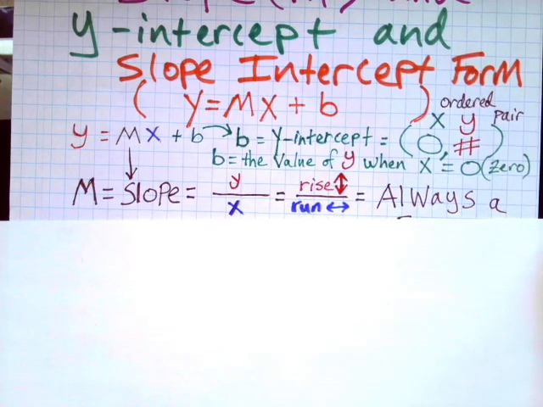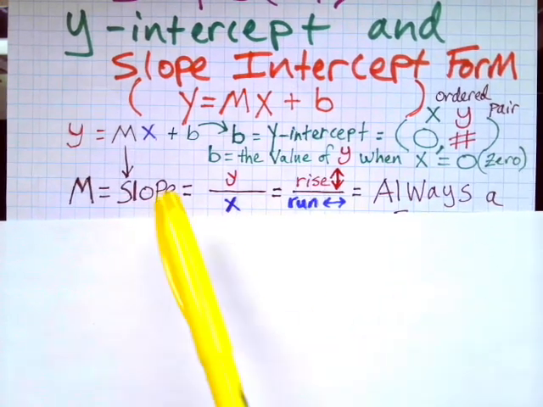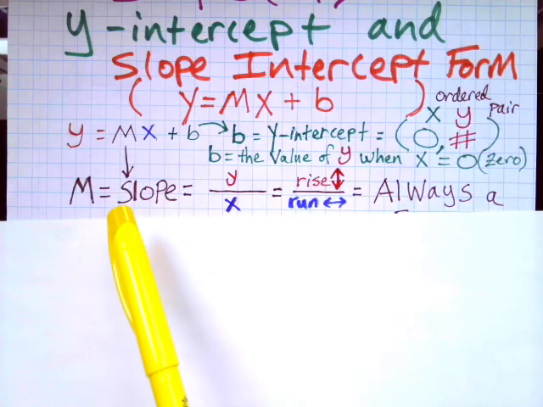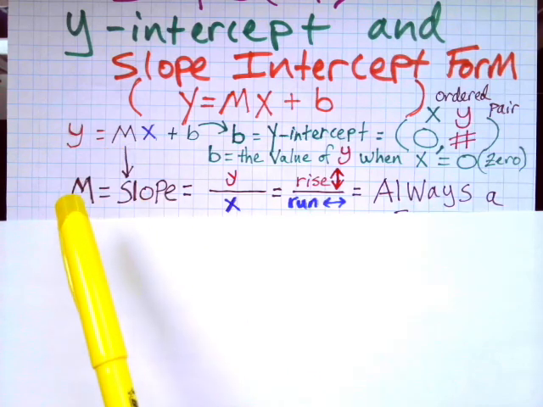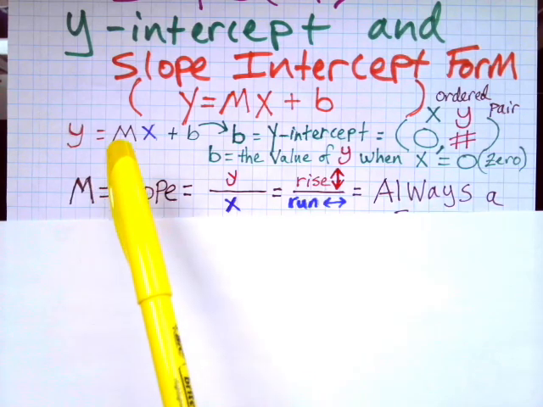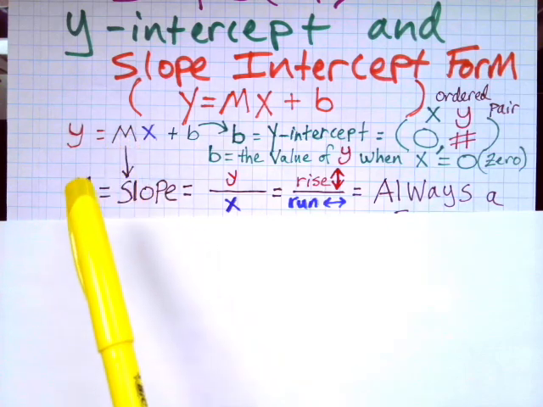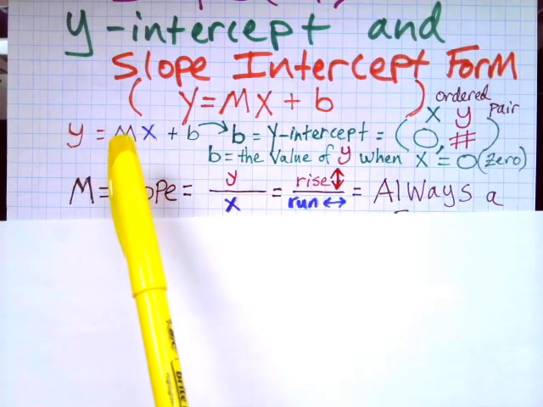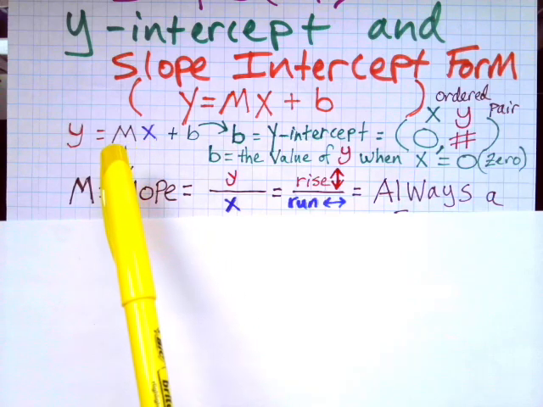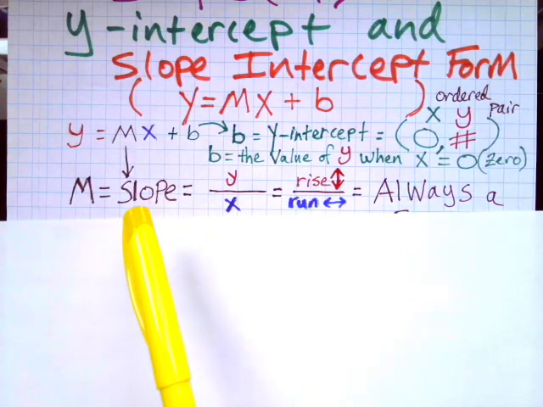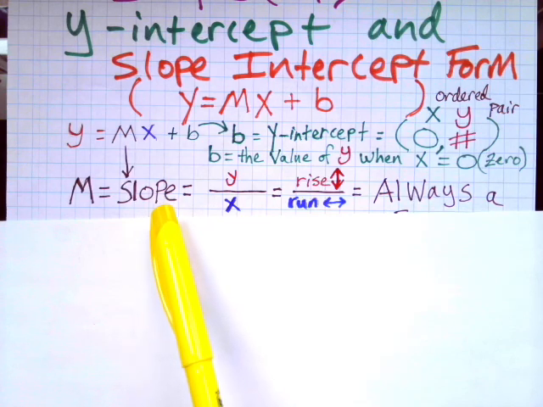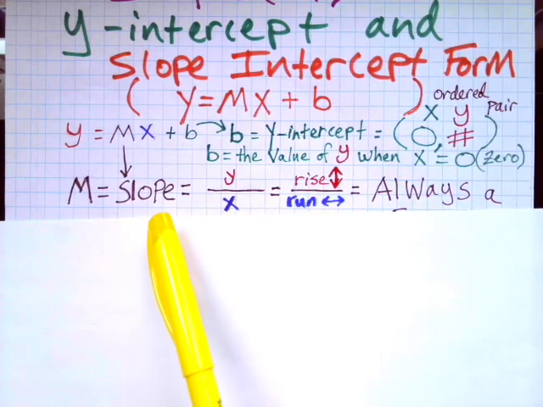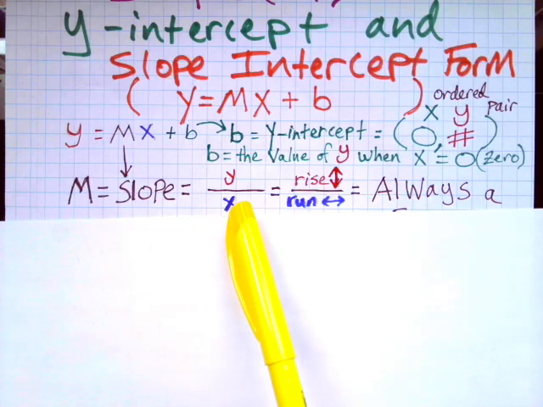So I also want to talk about the m. The m here is your slope. M is your slope. So m in any equation could be 1, it could be 1/2, it could be 5, it could be -12. Whatever value is in front of that x next to the equal sign will be your slope. And it will always be a fraction, y over x.